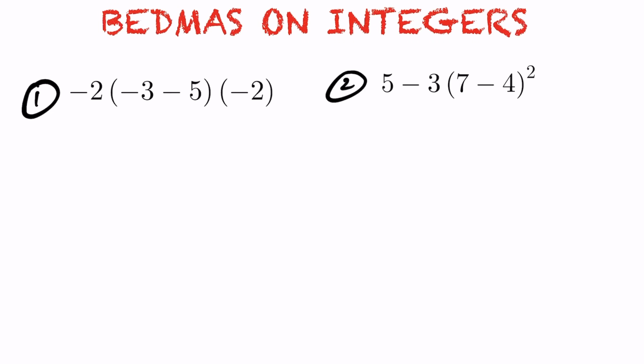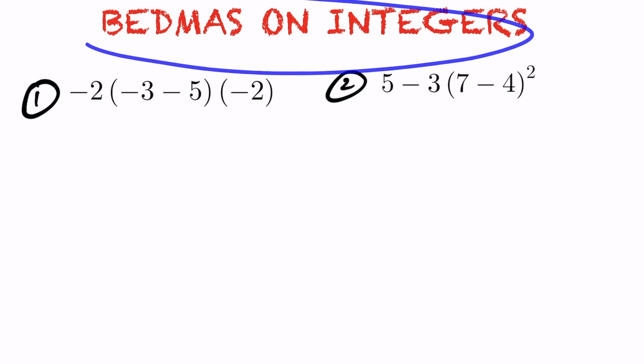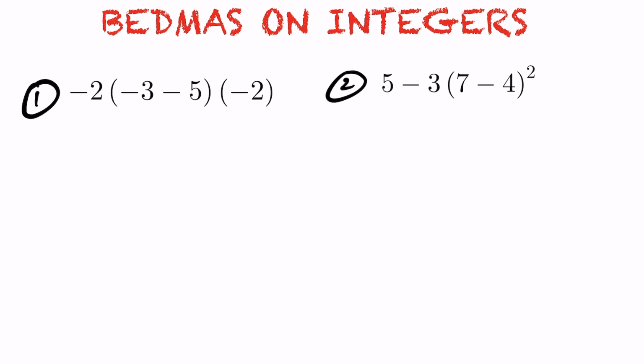All right, in today's lesson, we're going to take a look at more questions involving BEDMAS on integers, so operations of integers. So let's take a look at these questions. For the first question, we have negative 2 in brackets times negative 3 minus 5 times negative 2. Again, when you're going through your BEDMAS rules, you want to take care of brackets first.